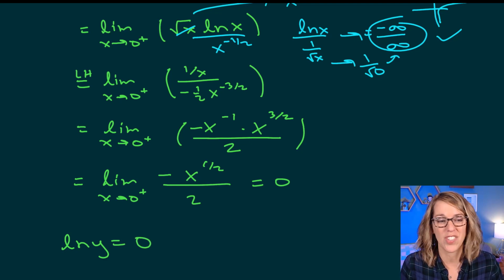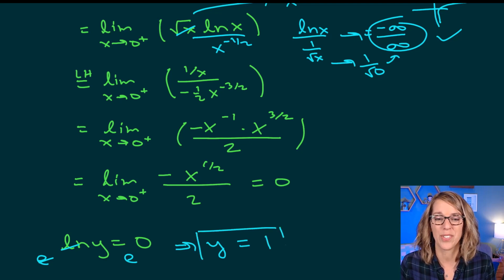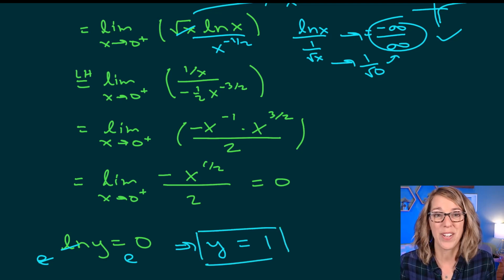So I need to exponentiate both of these base e to undo the natural log. So y, which is my original limit, actually goes to e to the 0, which is equal to 1.